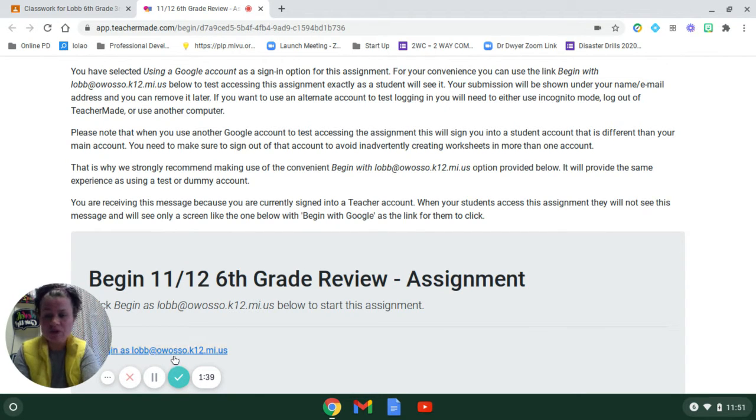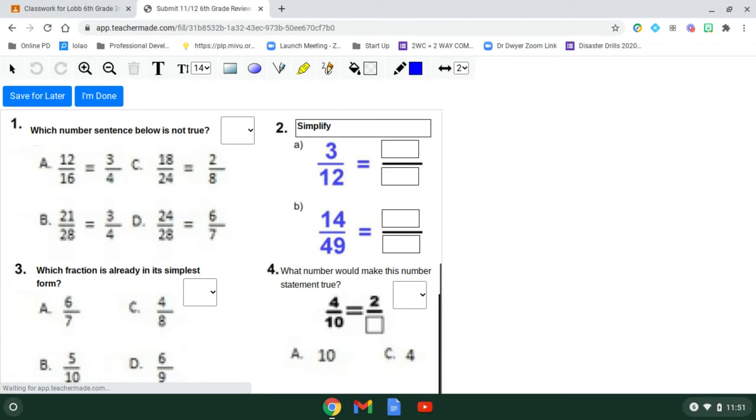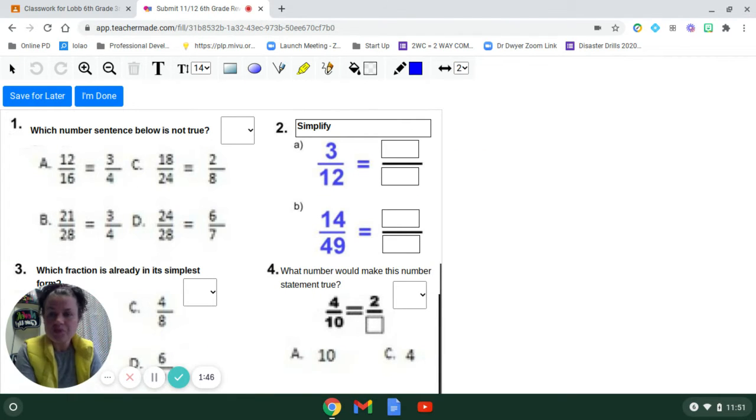Then you're going to begin with Google, or here it shows my Google email. It may show yours too. All right, so you're looking here. Which number sentence below is not true? So how did they get from 12 to 3? Or how could you get from 12 to 3? You could divide by 4. So whatever they did to the top, they have to do to the bottom. Did they divide that by 4 to get 4? That one looks okay.